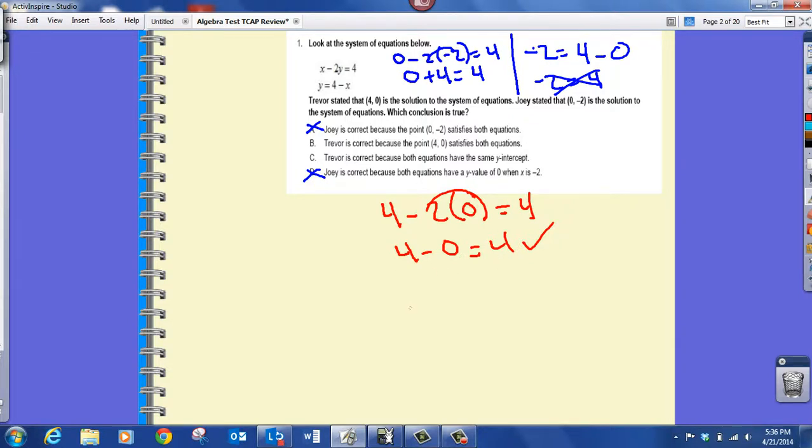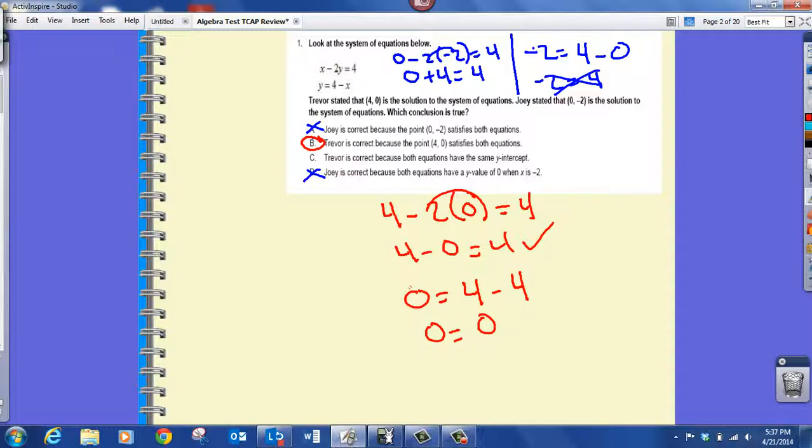But then I look at the second one, I say y, okay, y would be 0 equals 4 minus, and then I'm substituting in 4 as my x, so 0 does equal 0. So I know that it satisfies both. So I look at Trevor is correct because the point (4, 0) satisfies both equations, and he's exactly right with that one and what he says. So B is your solution for number 1 of the Algebra test TCAP review.